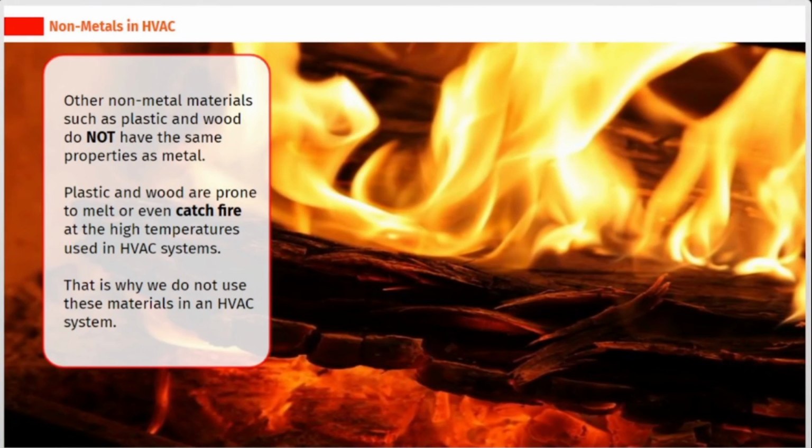Other non-metal materials such as plastic and wood do not have the same properties as metal. Plastic and wood are prone to melt or even catch fire at the high temperatures used in HVAC systems. That is why we do not use these materials in an HVAC system.